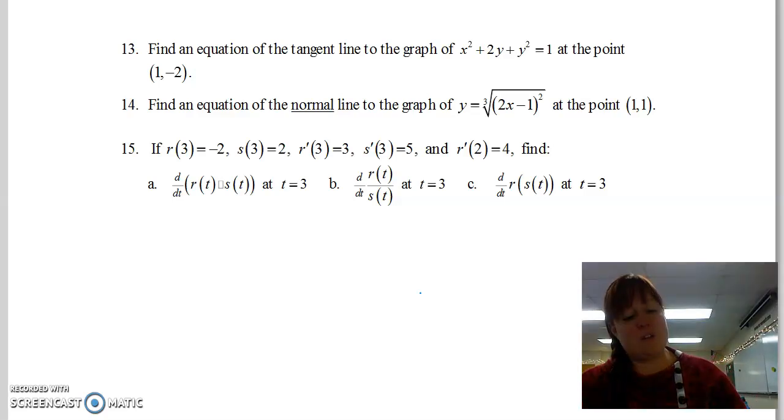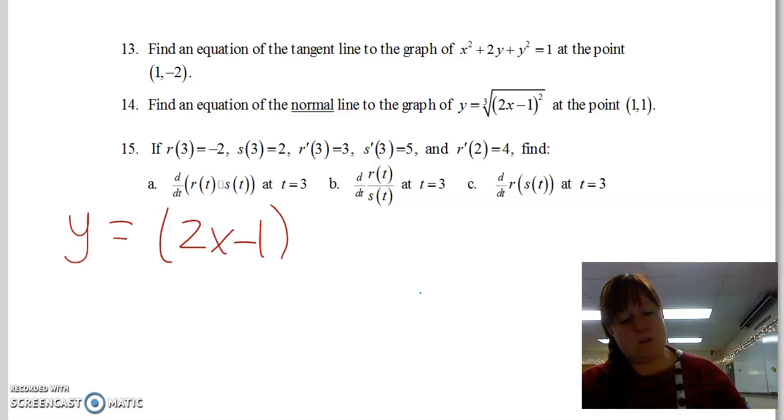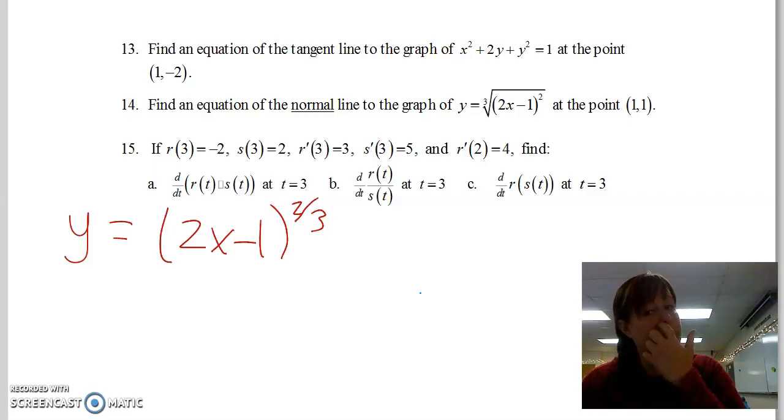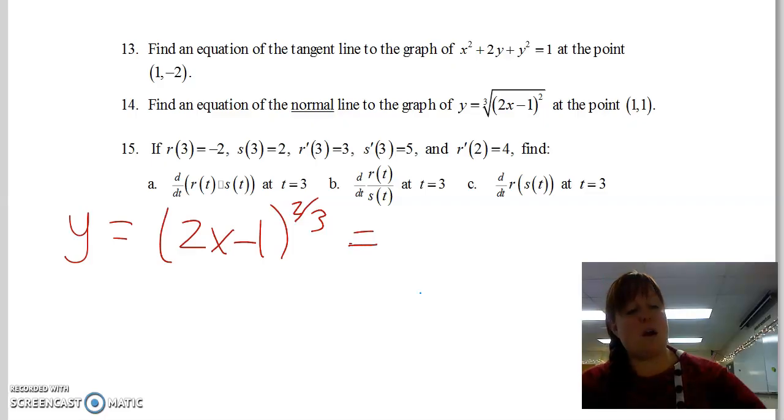So we have to find the slope of the tangent line, which means taking the derivative, and we have the cube root of (2x minus 1) squared. So we can rewrite this as y equals (2x minus 1) to the 2/3, because otherwise it's just too hairy to figure out what you're supposed to do. So then we're going to differentiate, and we recognize that this is a chain rule because we have a function inside of a function.